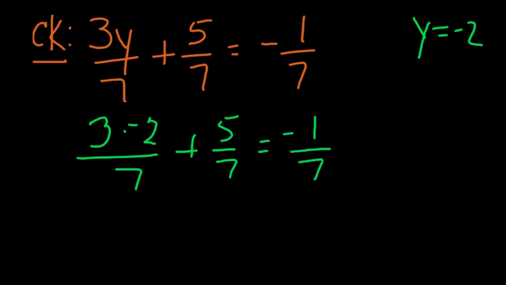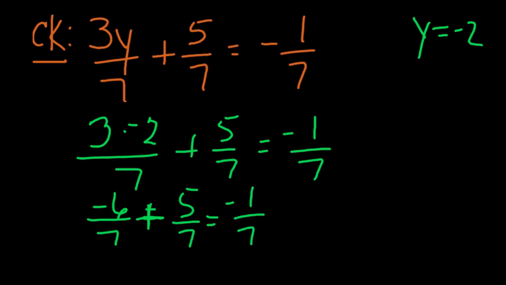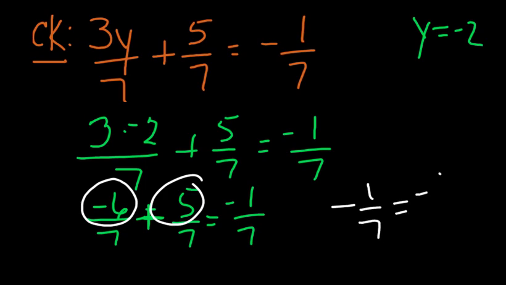Okay, 3 times -2 is -6. So that's -6/7. Whoops, should be a plus sign. Plus 5/7 equals -1/7. Well, my brain is already going. -6 plus 5 is -1/7. So yeah, -1/7 equals -1/7. It checks beautifully.